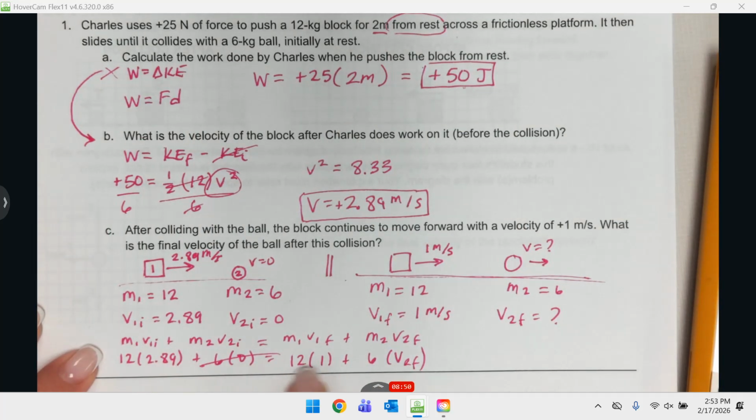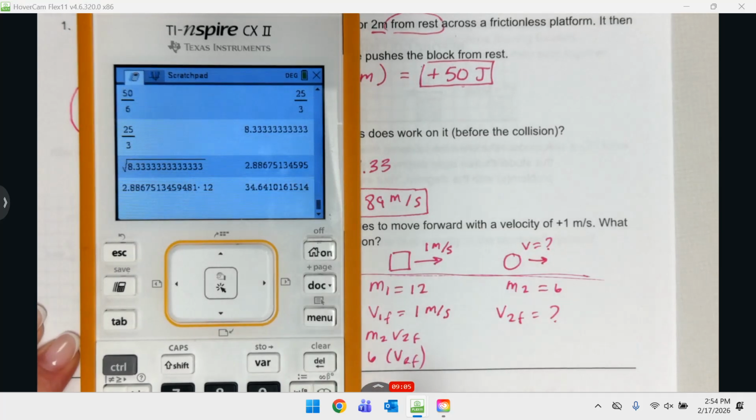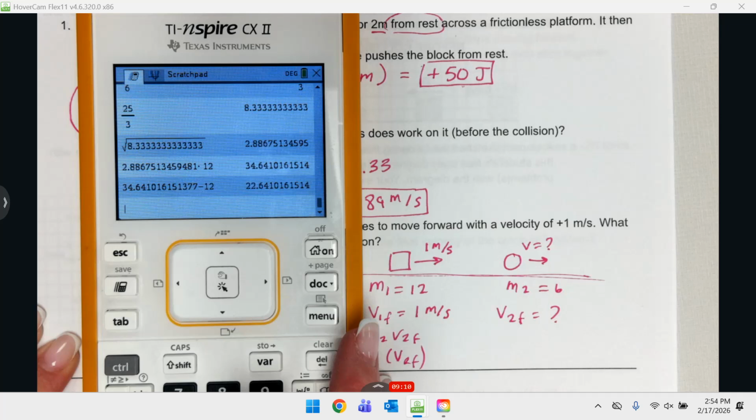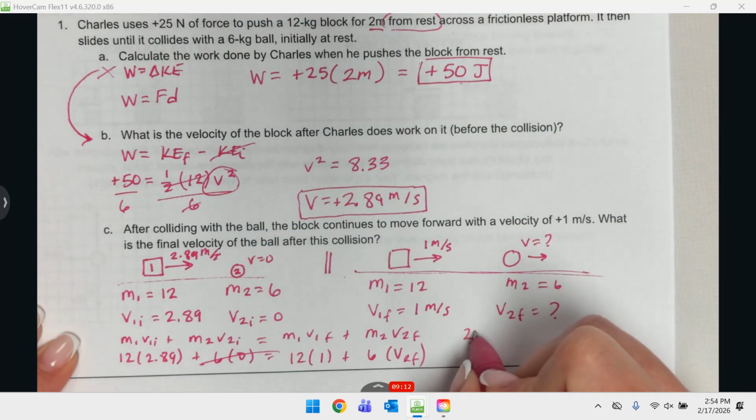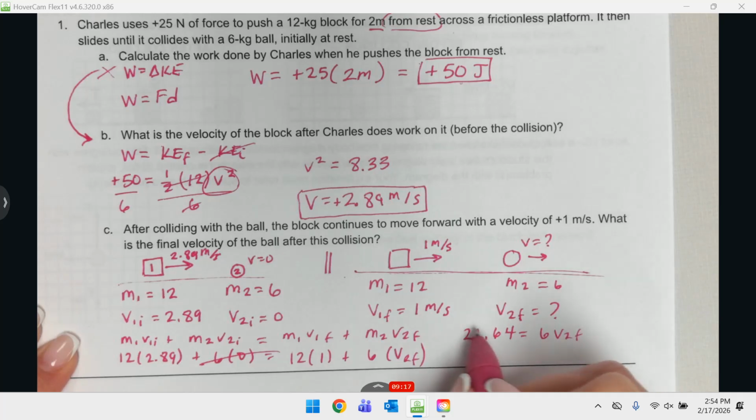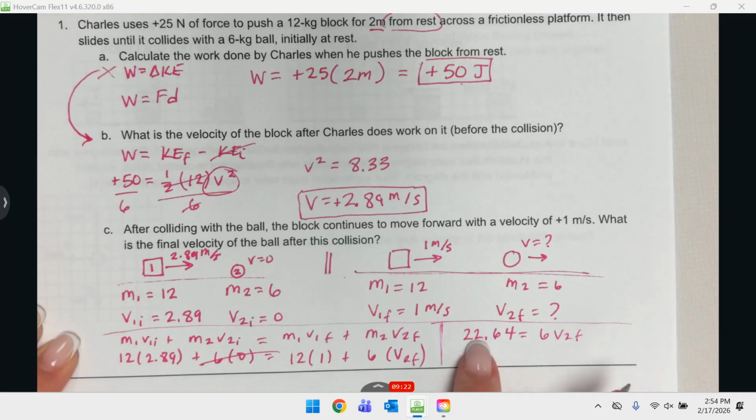And then this is going to be 12. 12 times 1 is 12. So I need to subtract that 12 over here. Again, do not add these. These are not like terms. This one has a V2F attached. This one does not. Okay, so you're going to subtract the 12 instead. Some of you are still making algebra errors. Minus 12. Okay, and so that leaves you with this 22.64 equals 6 times V2F. Okay, we're not done yet, obviously. But that's what you get whenever you solve this side and then subtract 12.